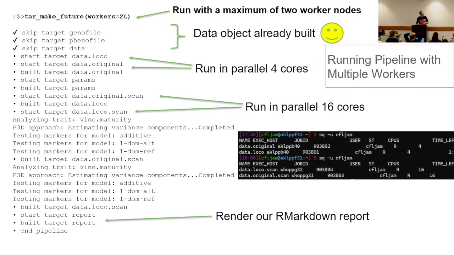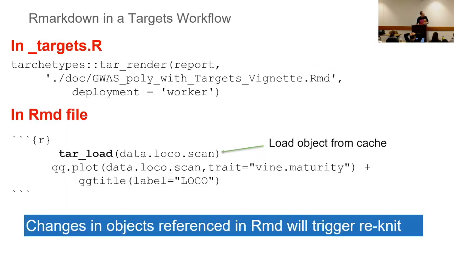Now, one of the very nice features for organizing complex workflows like this is really separating out the processing from the analytics and the documentation, if you like. So at the end of our _targets workflow, we invoke this tar render function, which renders our R Markdown.